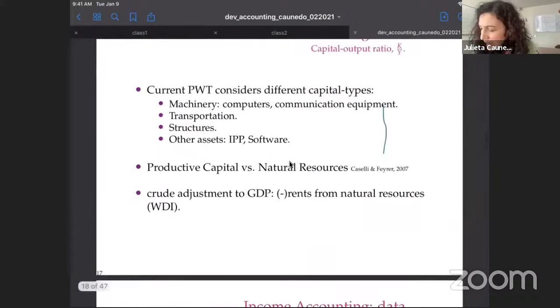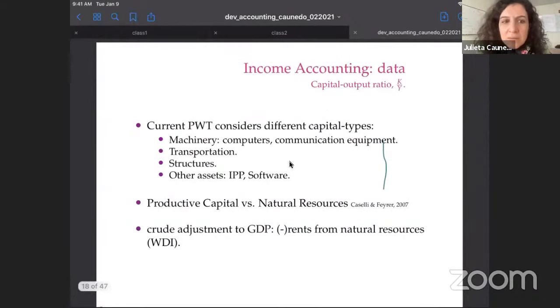Okay. So the next thing that we need to measure is the capital-output ratio, okay? Now, think about what capital is in an economy. Capital in an economy is production lines, the trucks, the cars, but also the land that you have available, the buildings. Now, the Penn World Table considers the following categories. They consider machinery, computer and communication equipment, transportation, structures, and other assets, in particular IPP, which is intellectual property products, and software.